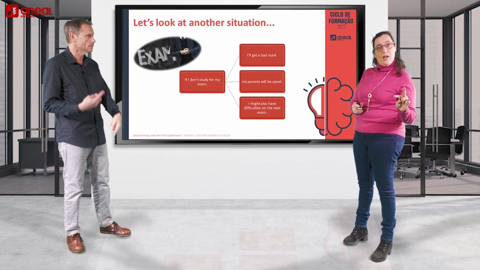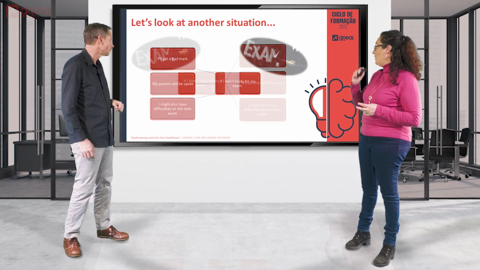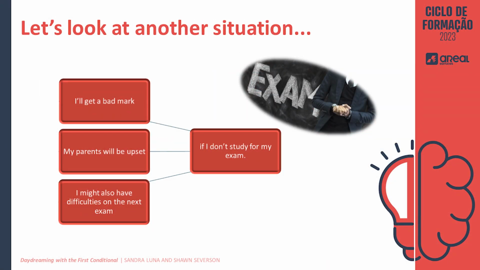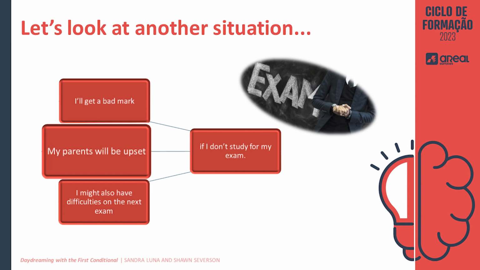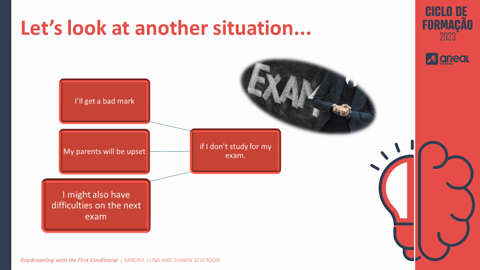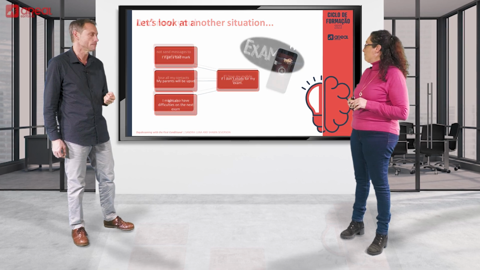Let's see the other way around, if it's possible. I'll get a bad mark if I don't study for my exam. There you go, but you don't have the comma this time. My parents will be upset if I don't study for my exam. And I might also have difficulties on the next exam if I don't study for my exam.